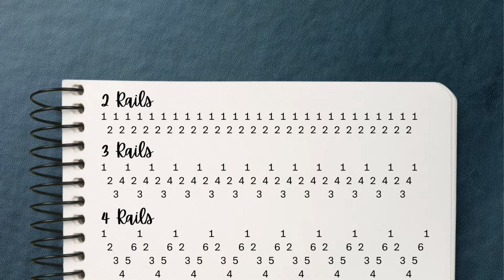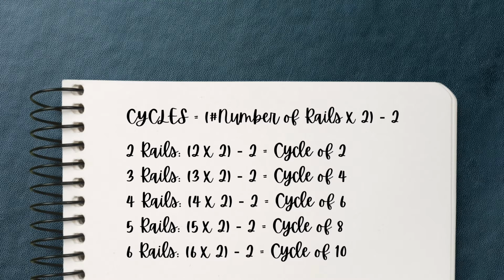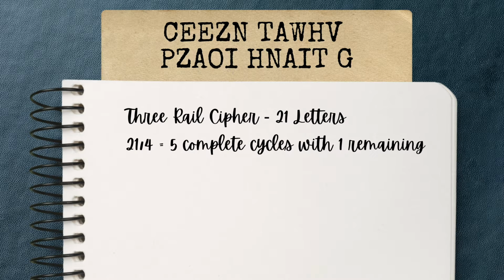Now, you could work this out by physically drawing out the rails, but there is an equation you can use. Cycles is the number of rails multiplied by 2, and then you subtract 2 from that number. We need to subtract 2 because the top and bottom rails do not repeat themselves within a cycle. Now that we know the length of a cycle, we can work out the width of our puzzle. Count up the number of letters and divide it by the cycle length. And then we need to round down. In my example, we have 21 letters. Now 21 divided by 4 makes 5 complete cycles, and then we have 1 extra letter left over.